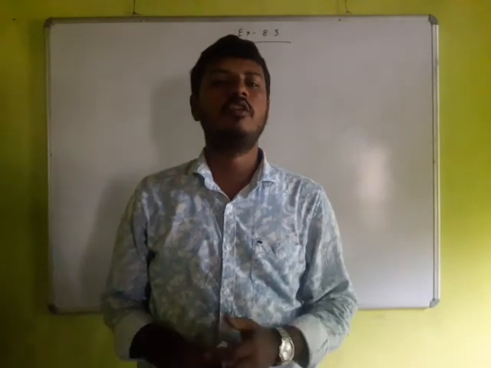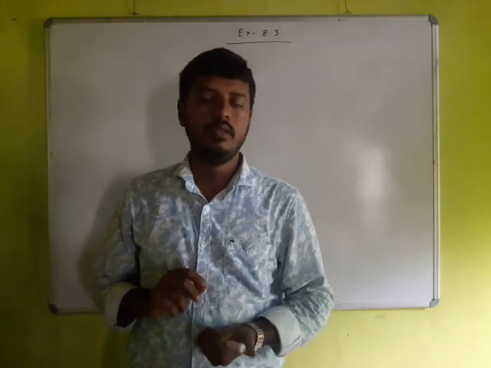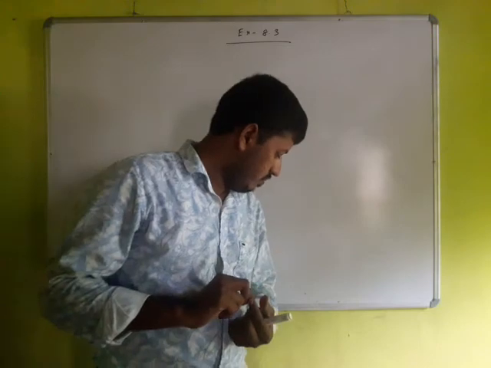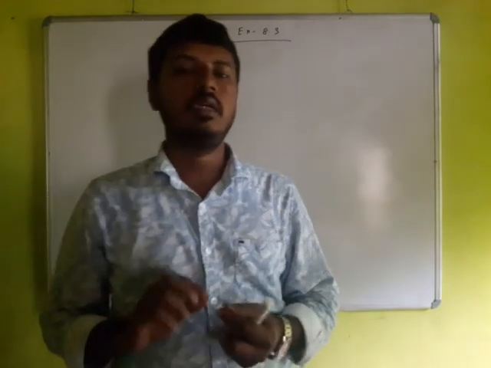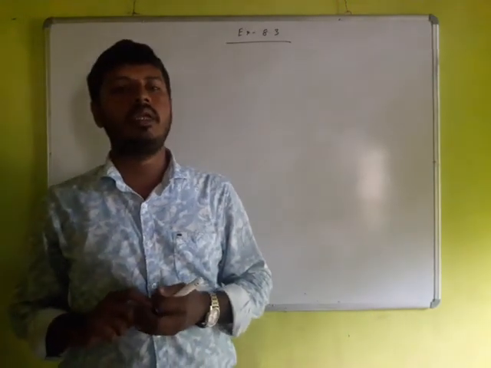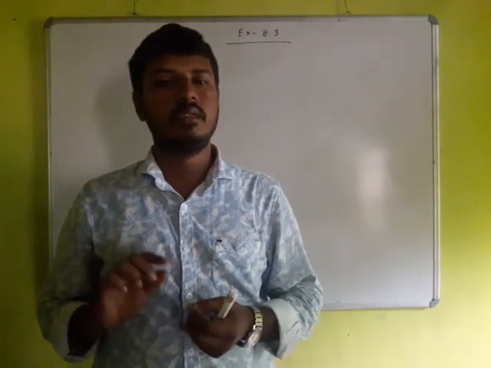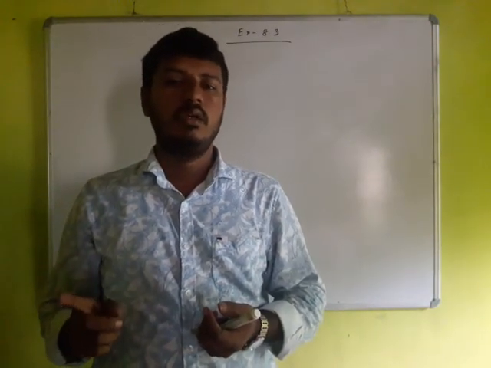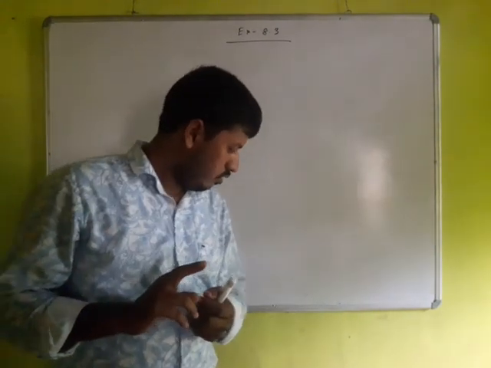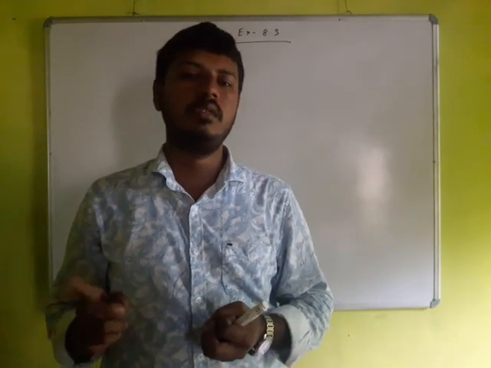So the last question of exercise 8.3, question number 7, is that we have to express sin 67 plus cos 75 in terms of angles between 0 degree and 45 degree. So we have to take the complementary angle. It's also an easy question. Sin 67 can be written as sin(90 minus 23), it will be cos 23, and cos 75 can be written as cos(90 minus 15), that is sin 15.